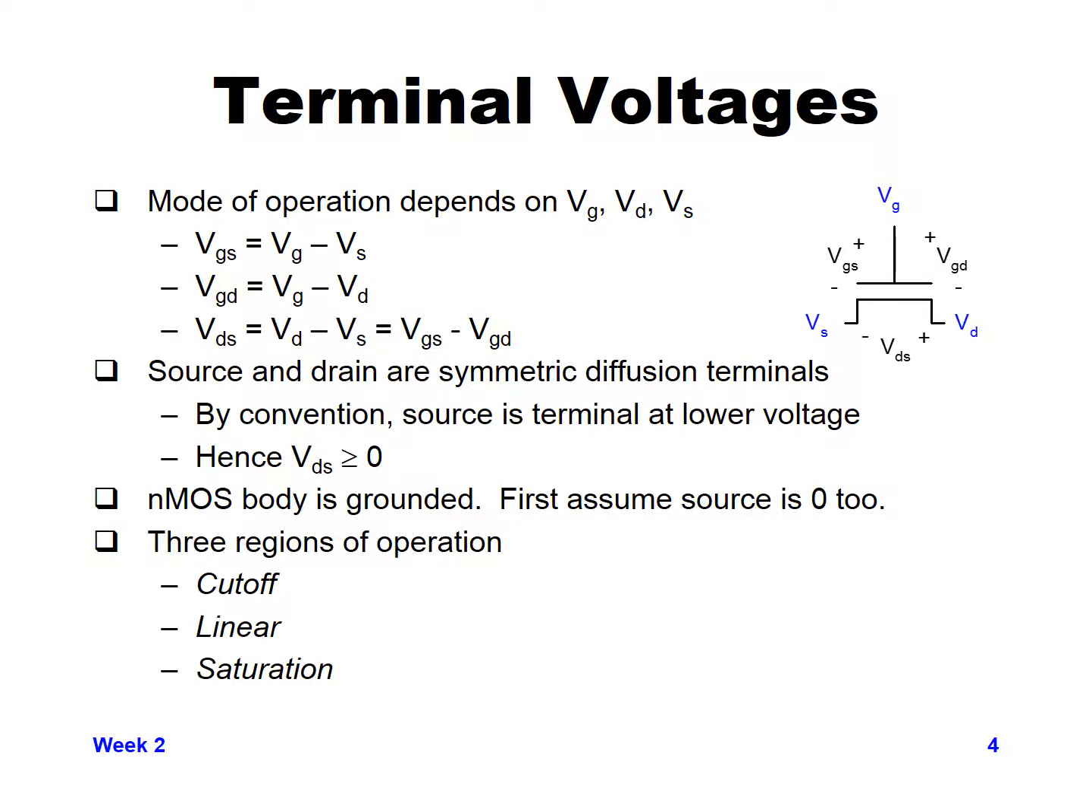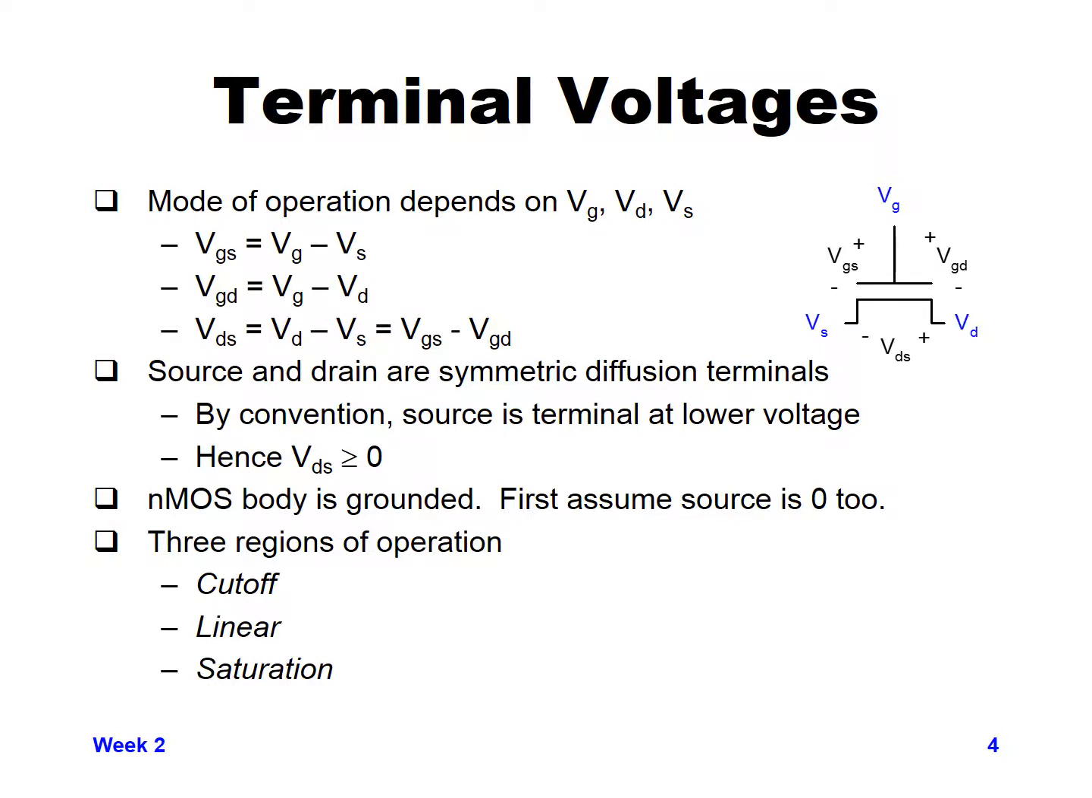One is the difference between VG and VS. So VG minus VS we'll call VGS. VG minus VD we'll call VGD. And VD minus VS is our voltage VDS. And VDS could also be written as VGS minus VGD if you look at the relationships of those two previous values as well. Now, one thing to note is that if you looked at how our fabrication steps are for PMOS and NMOS transistors, the source and drain terminals are actually symmetric.